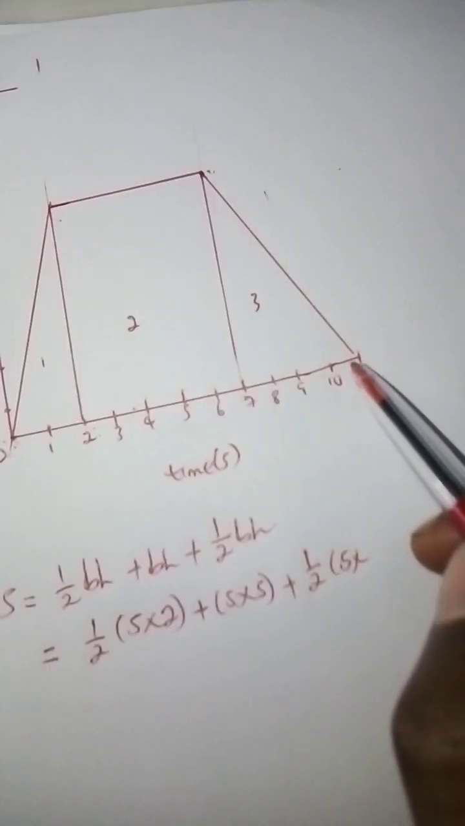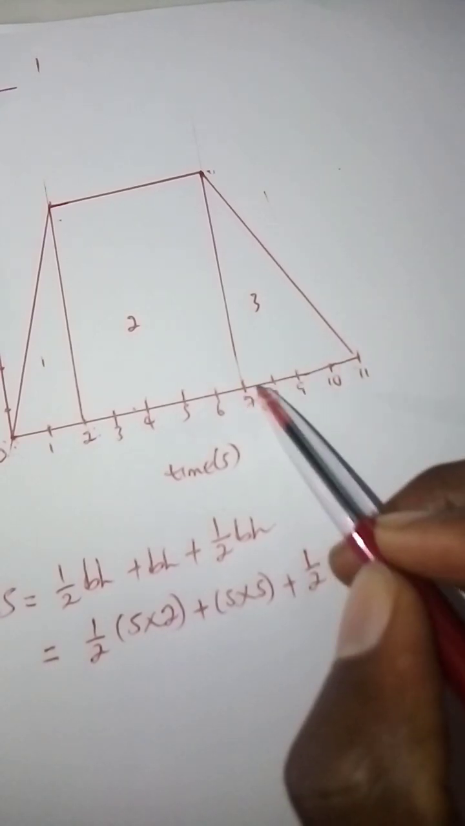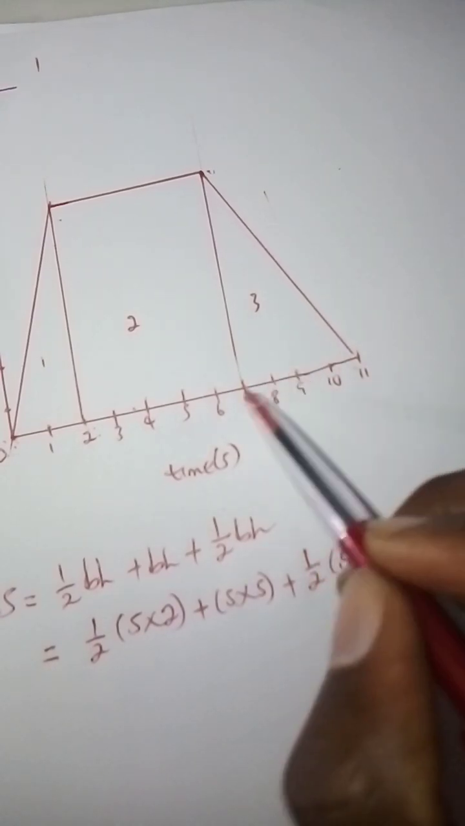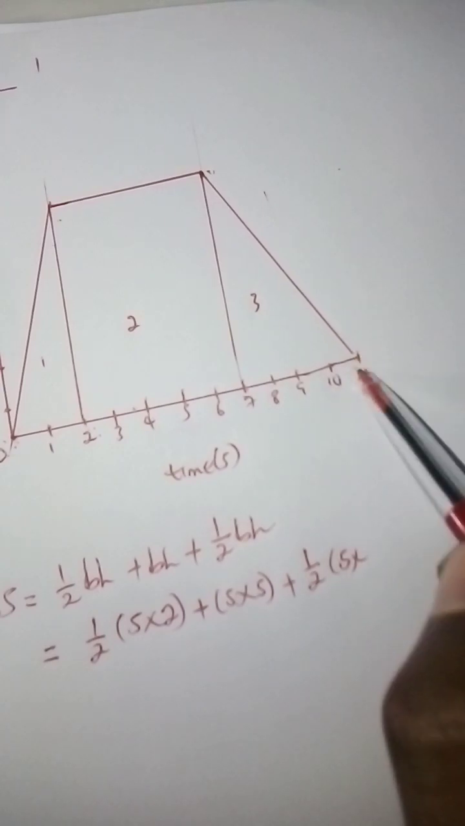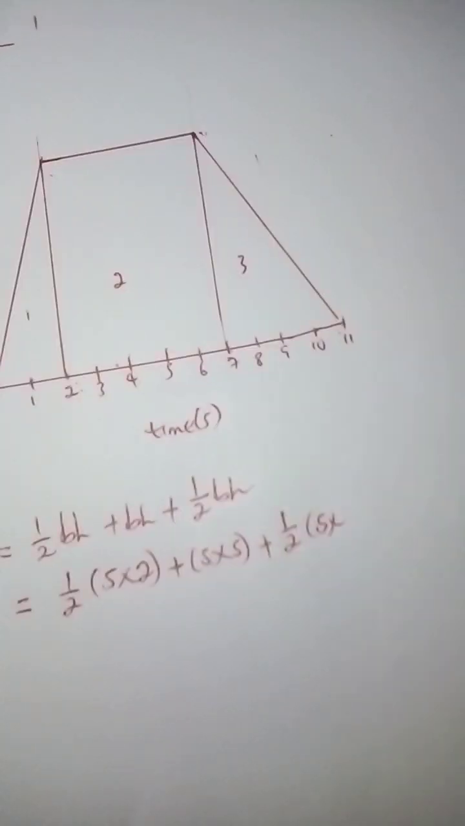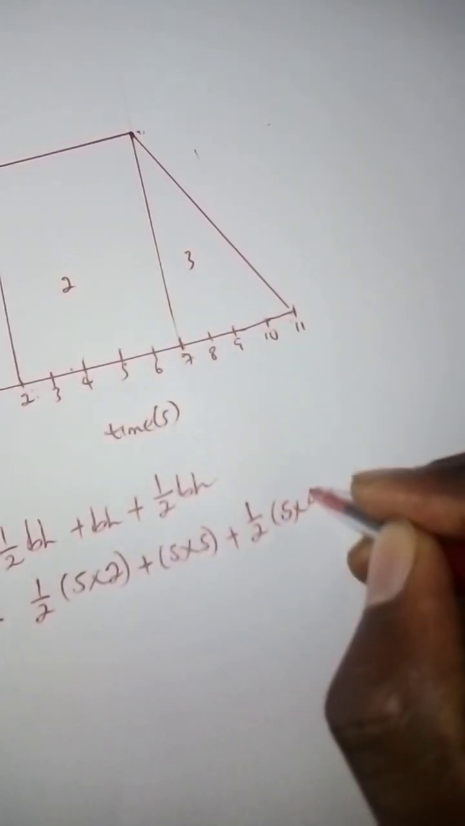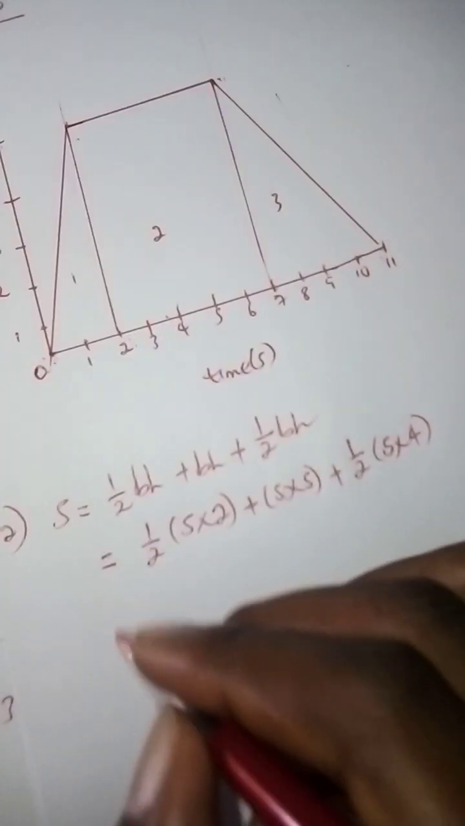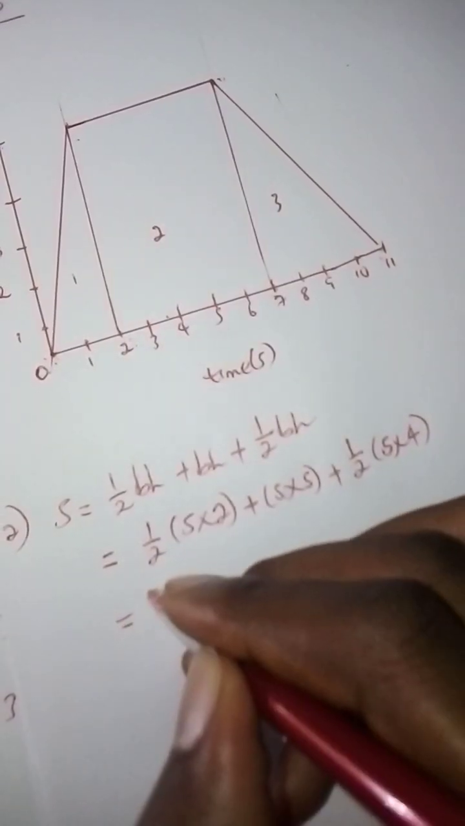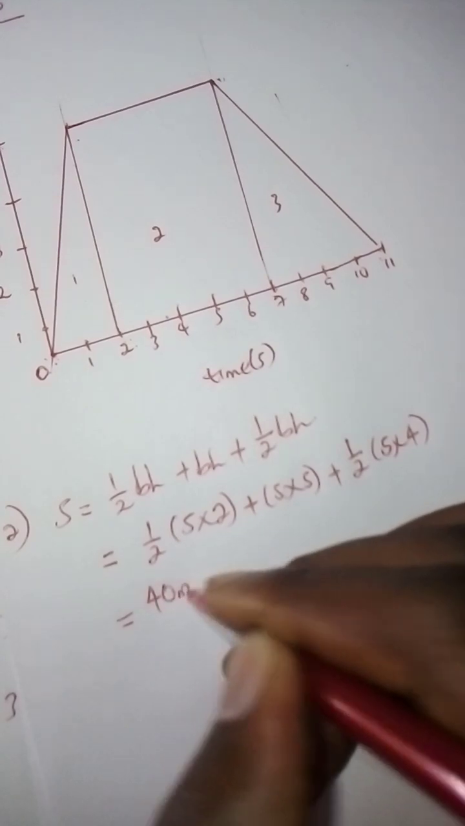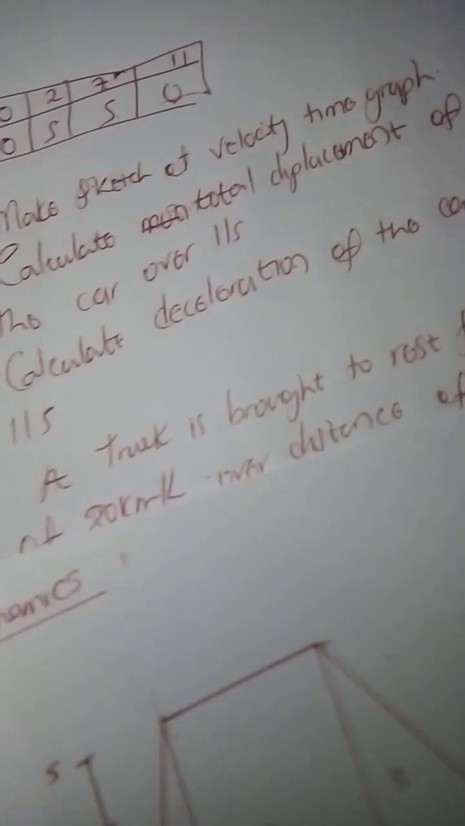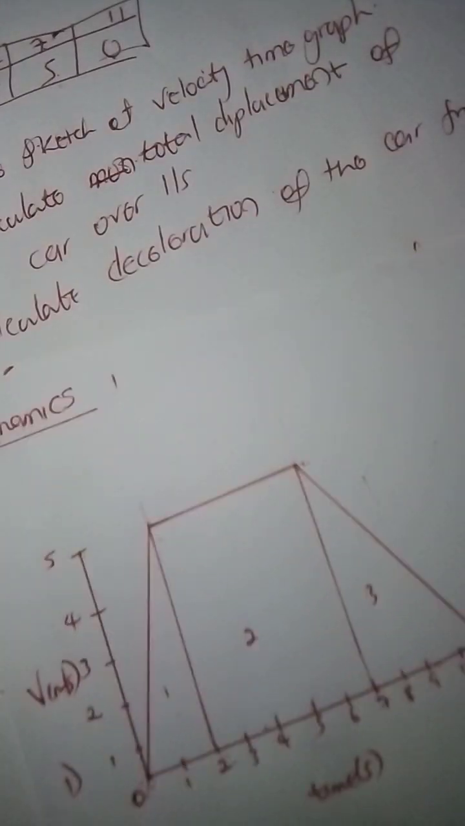the time from this point to this point. So it's going to be 11 minus 7, which is 4. Now you can punch the values into your calculator. That's going to give you 40 meters. So now you have calculated your total displacement of the car over 11 seconds.